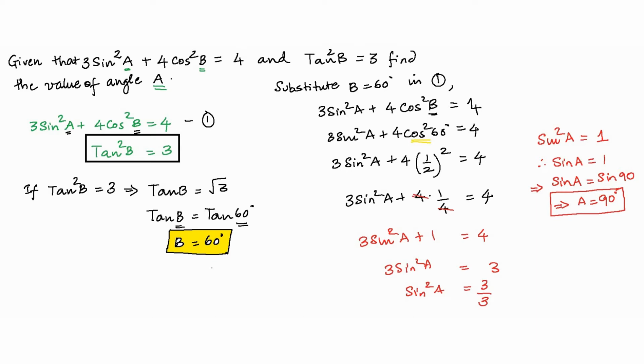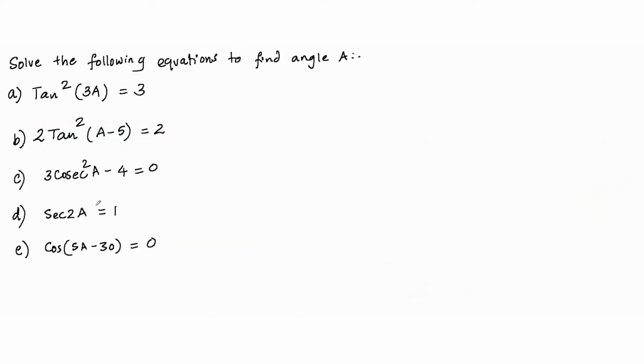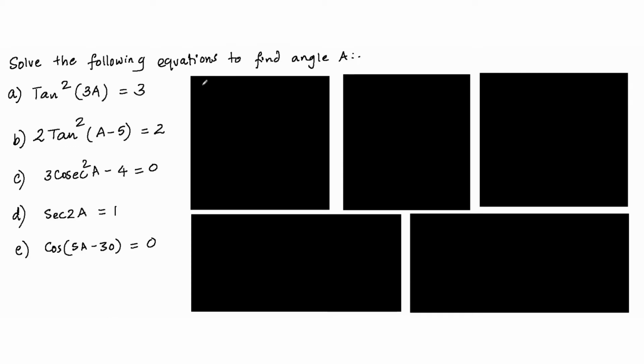Moving on to the next question. Let us now solve the following equations for finding angle A. Let's take a look at the first equation. It says tan square 3A is equal to 3. Please note, I cannot take this 3 down to division on the other side because 3A is the complete angle. So taking square root on both sides, I get tan 3A is equal to root 3.